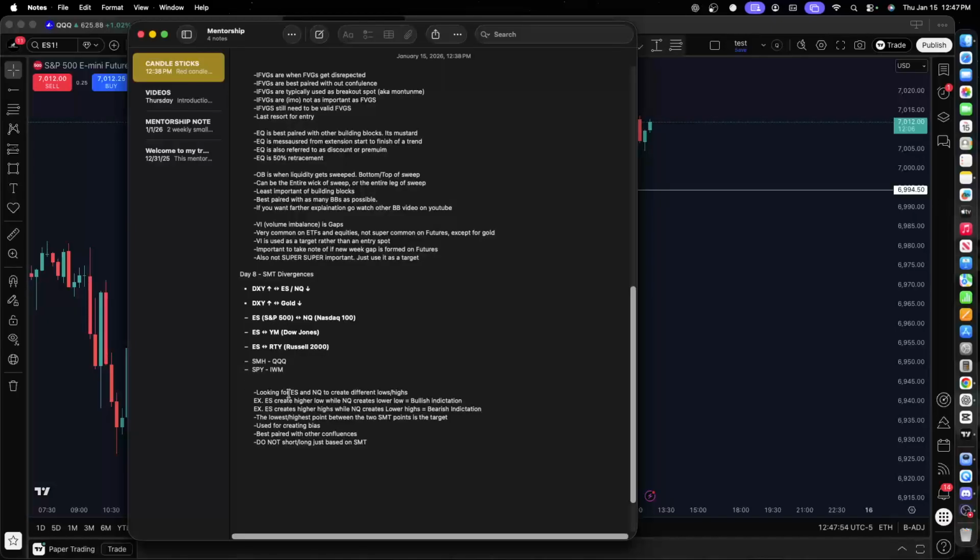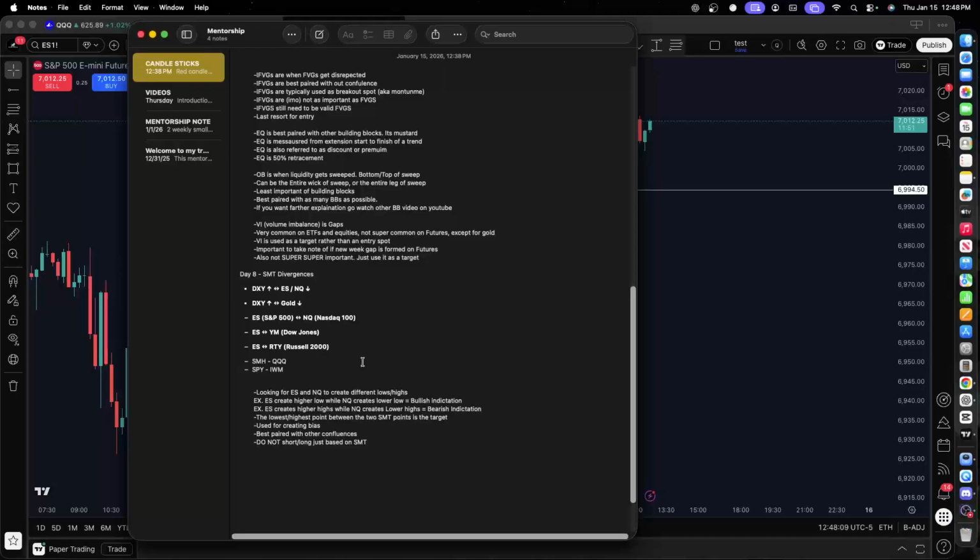Overall notes: look for ES and NQ to create different highs or lows. There are your examples if you want them. The lowest or highest point between the two SMT points, the start point A and point B, is your target. Once it hits the target, the SMT has been completed.